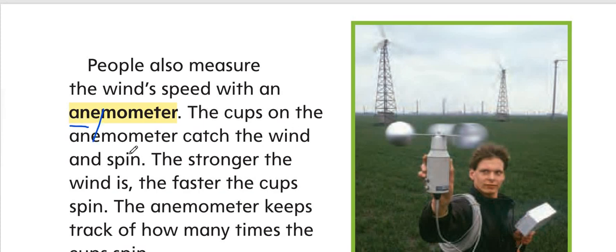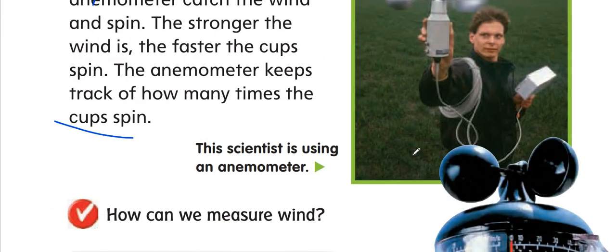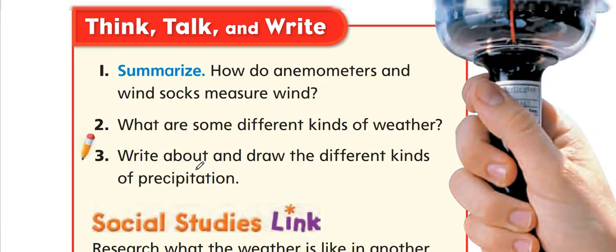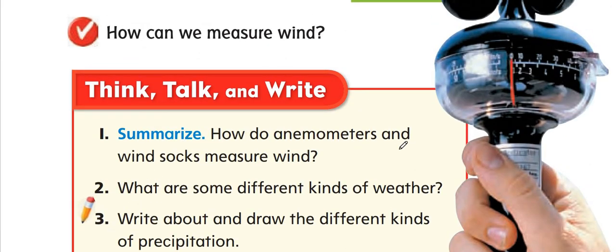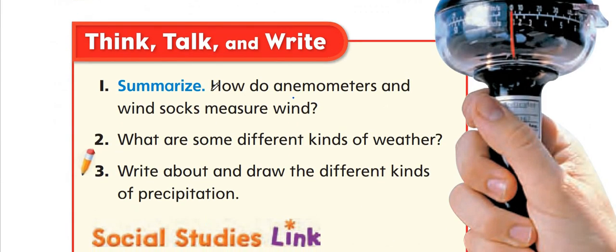The cups of the anemometer catch the wind and spin, and the stronger the wind is, the faster the cups will spin. So let's keep track of how many times the cups spin. Scientists use this tool to know the speed of the wind. How can we measure the wind? So, to summarize, how do an anemometer and the wind sock measure the wind? With the wind sock we can observe if the wind is gentle or strong. Here we are using cups and we measure the spinning time.